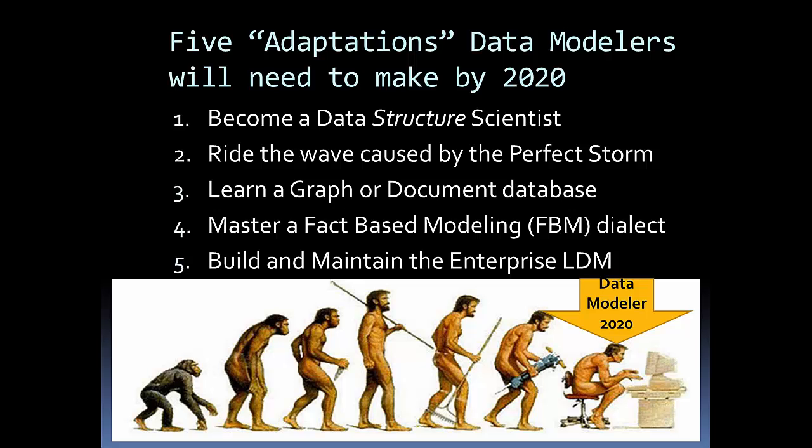So I see 5 adaptations we need to make as data modelers by 2020. And these are not listed in order of significance. They're listed in just the order I'm going to go through them in this presentation.